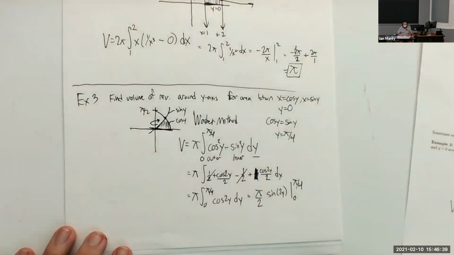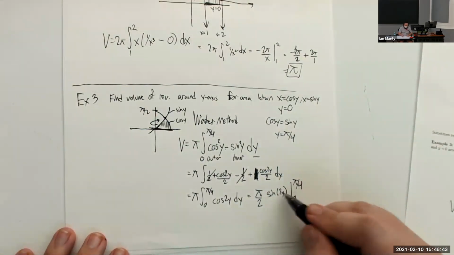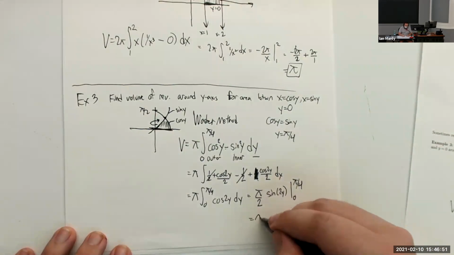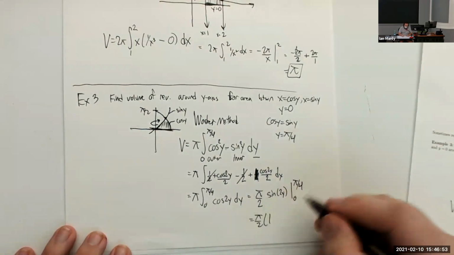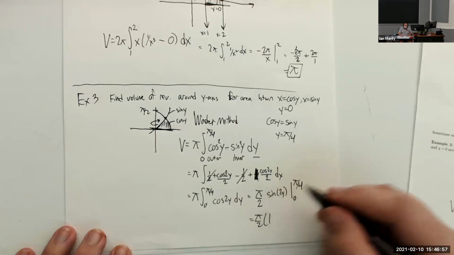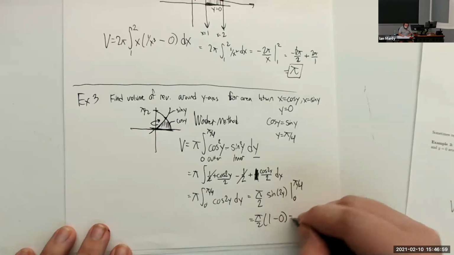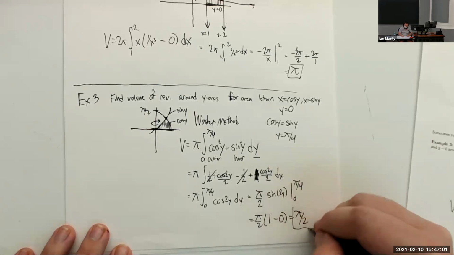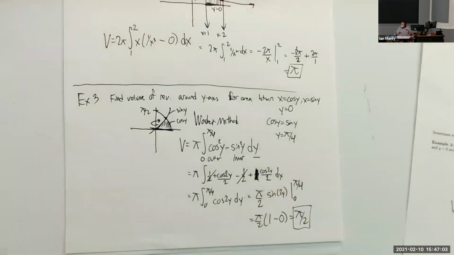All right. And then finally, all we need to do now is plug in pi over 4 and 0. So if I plug pi over 4 in here, 2 times pi over 4 will be pi over 2. And sine of pi over 2 is 1. And then if I plug 0 in, sine of 0 will be 0. So we end up with pi over 2 for this volume right here.